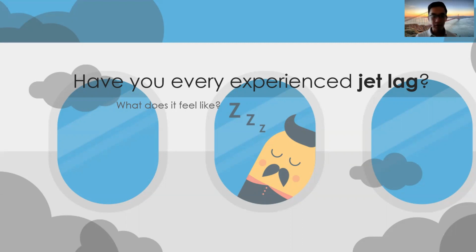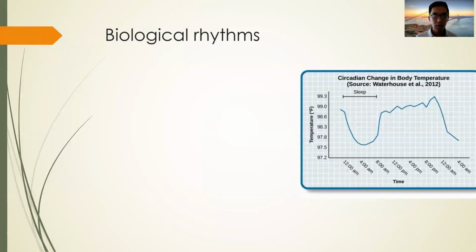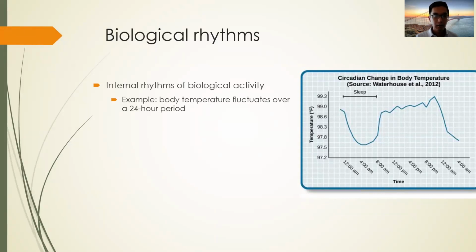So let's talk about sleep. As I just said, inside our biological body, there is an internal rhythm. So there are internal rhythms of biological activity. It's like an internal biological clock. For example, the body temperature changes over a 24-hour period.